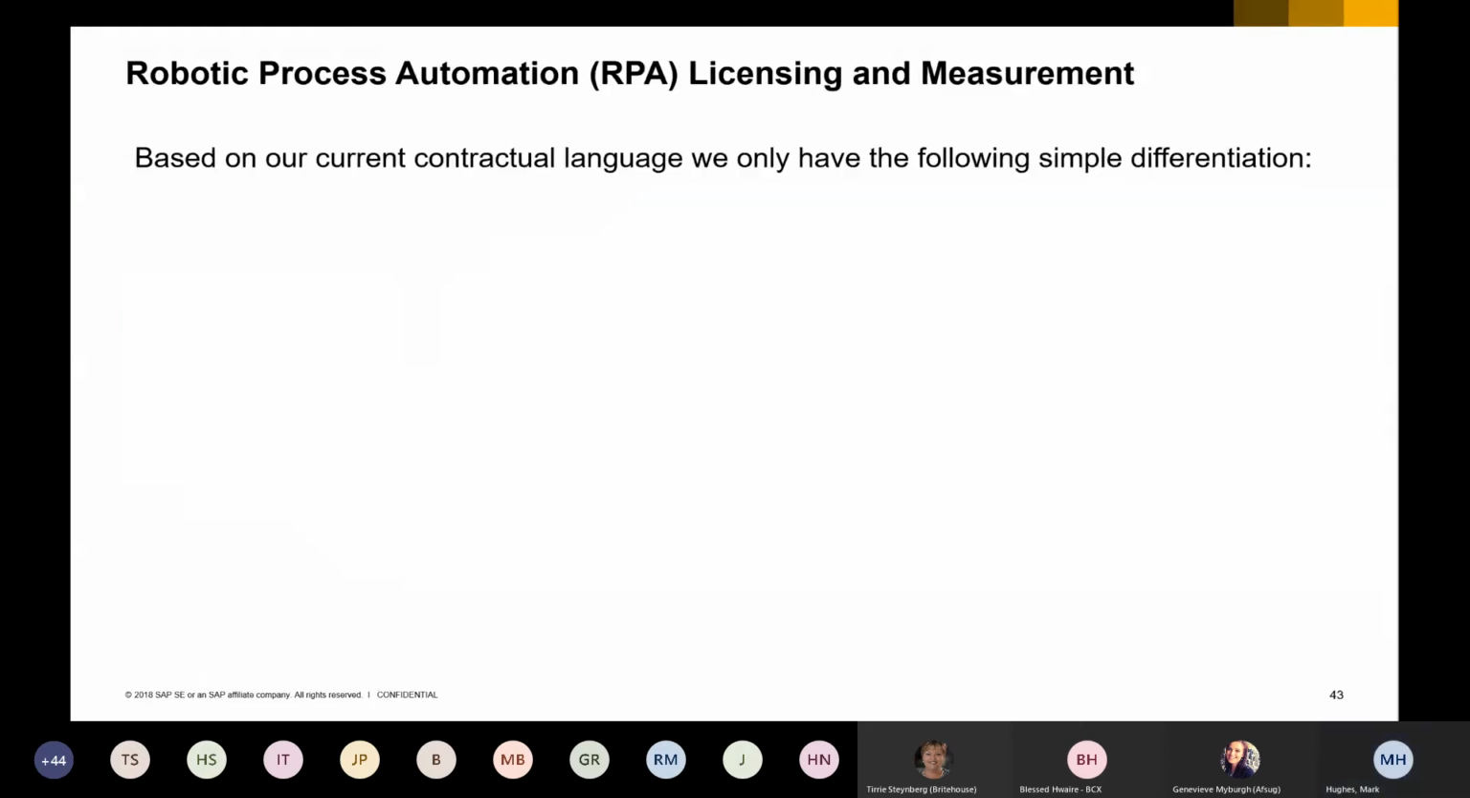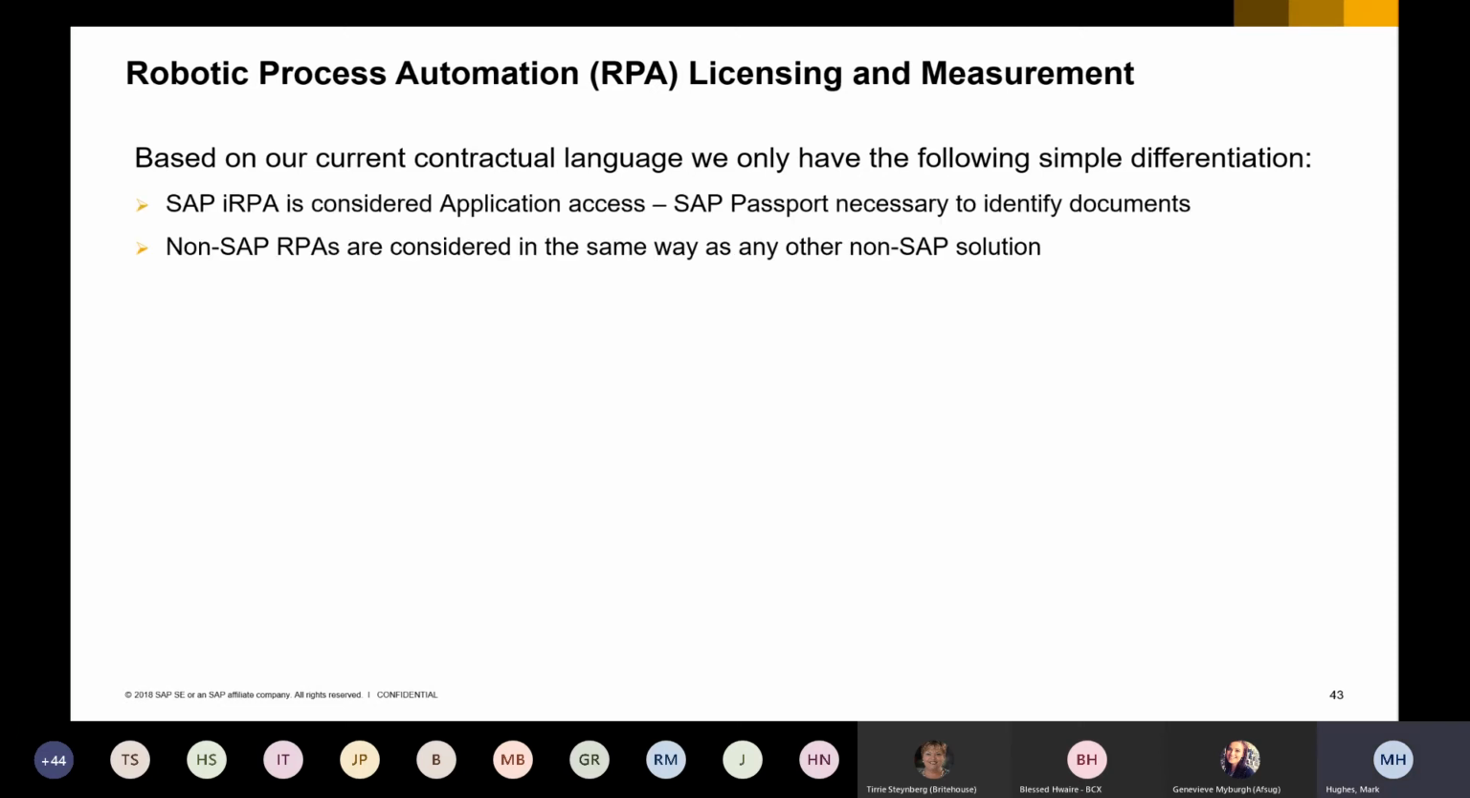A hot topic right now is around bots. We are working on this. We're still trying to get absolute clarity. We're going to do this with our licensing language, contractual language. The way we see this is that SAP's intelligent bots are considered application access. You do need to enable this SAP passport technology so that we can clearly differentiate and identify these things, but it's not licensed by named users. But non-SAP bots are considered in the same way, so that would be seen as indirect access for transactions coming in from non-SAP bots.